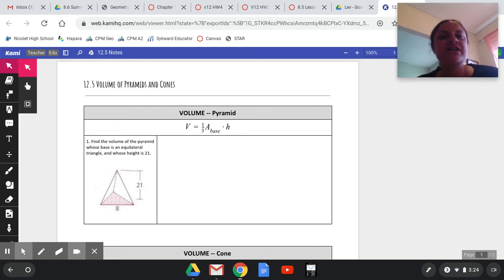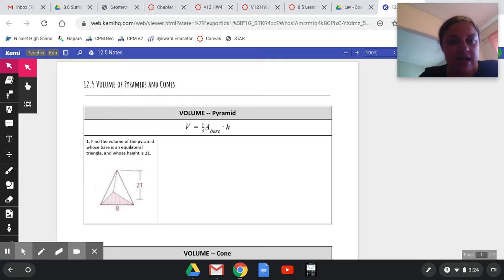Today we are continuing to talk about volume. Specifically today we will be talking about pyramids and cones. So let's start with a pyramid. For a pyramid, it's once again similar to a prism. The difference when you're finding volume is that the volume of a pyramid is 1/3 of that of a prism that has the same base and height. Okay, it's 1/3 of it.